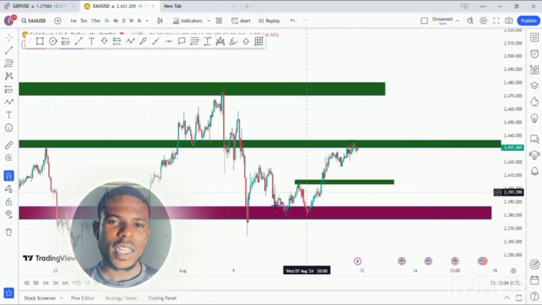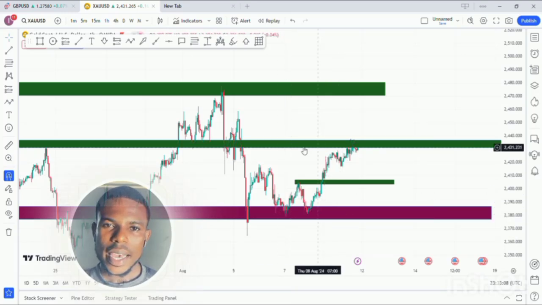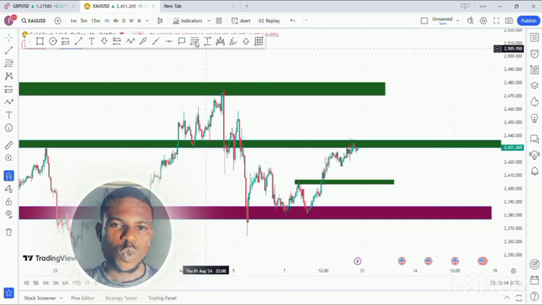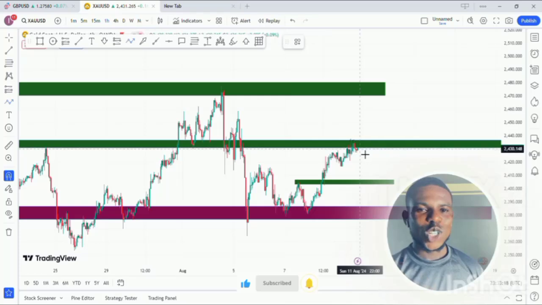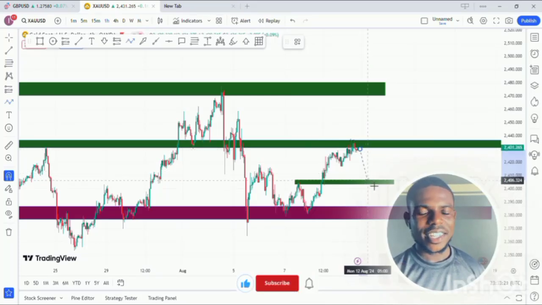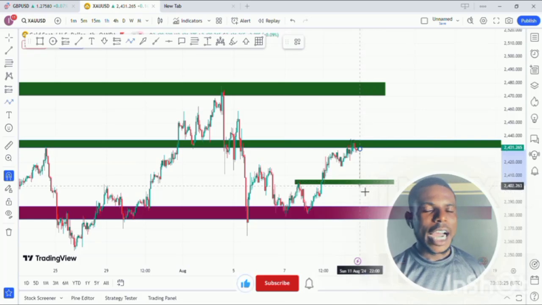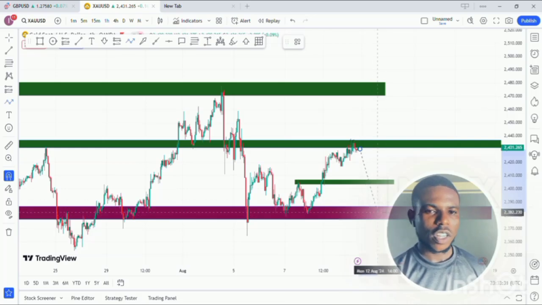Hello traders, and welcome to another exciting edition of our weekly XAUSD and GBPUSD trade analysis. I'm excited to be here with you as we dive into the dynamic world of forex trading. In today's video, we'll be dissecting the price action for XAUSD and GBPUSD, identifying key and potential levels on the charts, and discussing potential strategies for the week ahead.